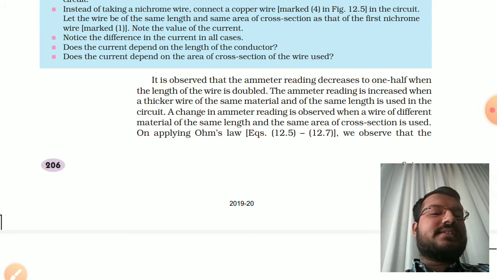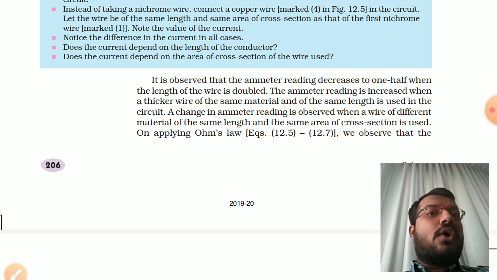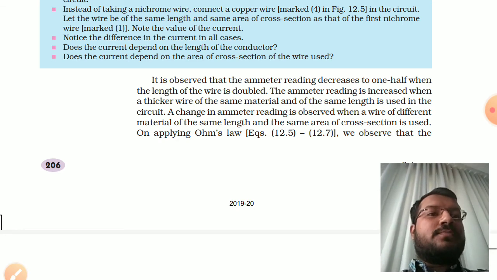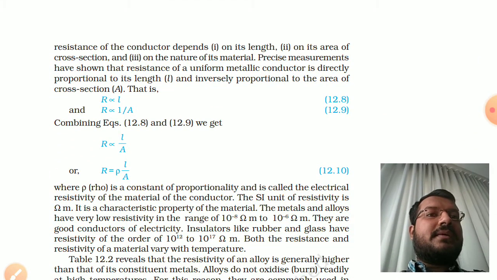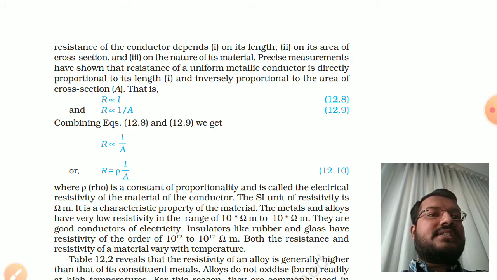So in fourth case, when we use copper wire instead of nichrome wire, it shows different current because its resistance will be different. On applying Ohm's law, we observe that the resistance of the conductor depends on its length, on its area of cross section, and on the nature of the material. Precise measurements have shown that the resistance of a uniform metallic conductor is directly proportional to its length and inversely proportional to the area of cross section.